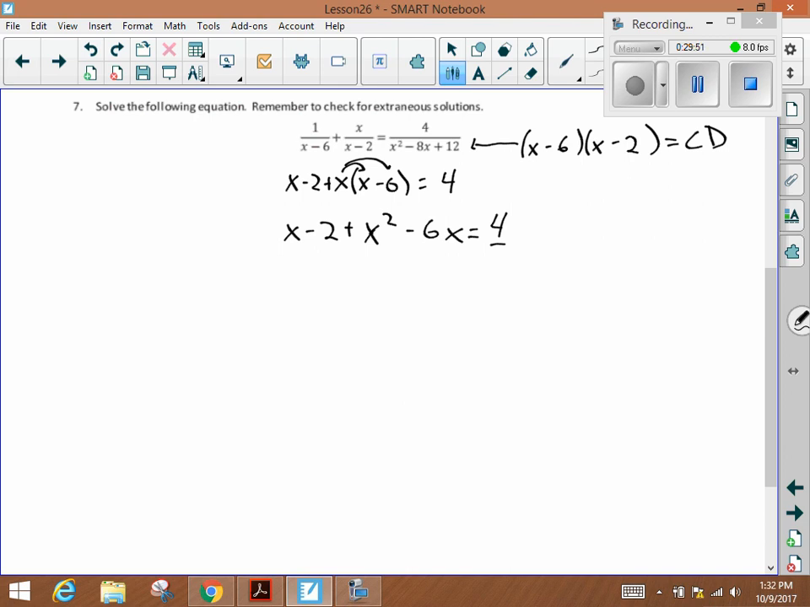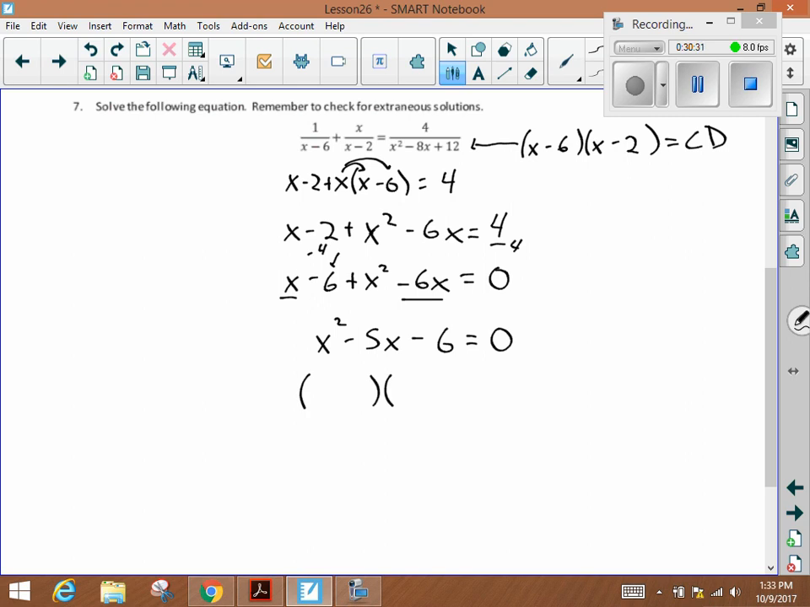So that'll give me x. If I subtract 4, minus 6 plus x squared minus 6x equals 0, right? And I still have some like terms I need to combine. So I'm going to go ahead and combine that and that, right? And remember, all I did was minus 4 here, and I went and subtracted 4 there. That's how I got this 6. So x squared, and when I add these, I wind up with negative 5x minus 6 equals 0.